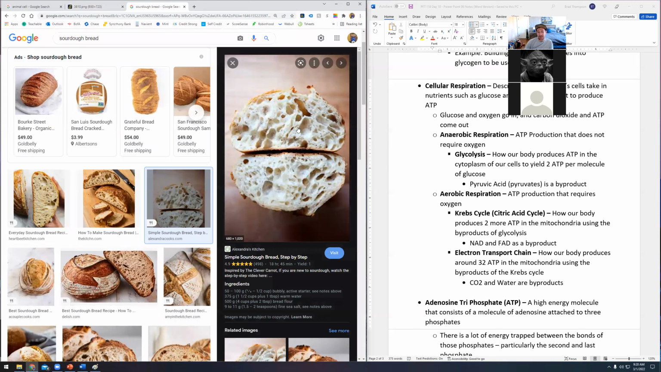So what ends up happening is that it is very acidic. It's very tangy tasting, right? And that's why sourdough bread doesn't taste quite as sweet as some other types of bread. It's kind of sour tasting, right?